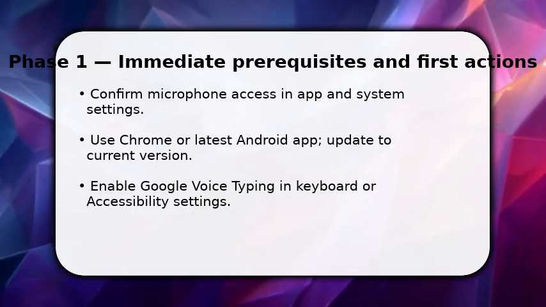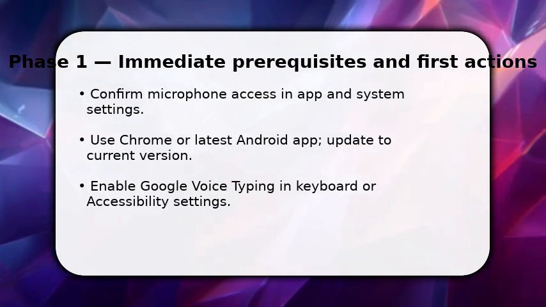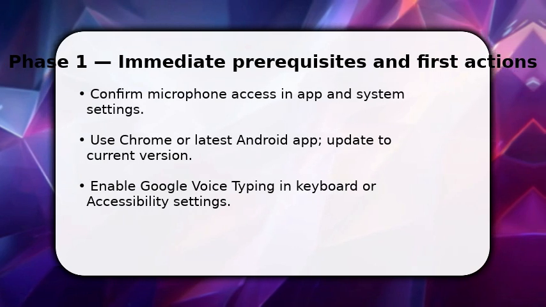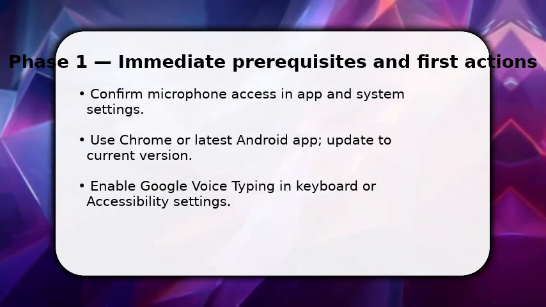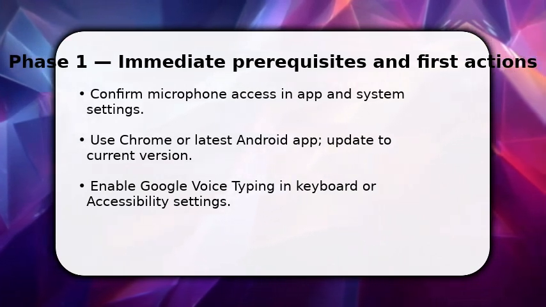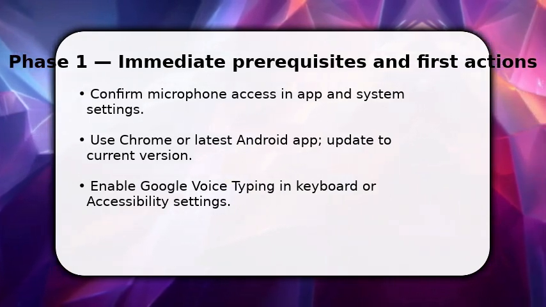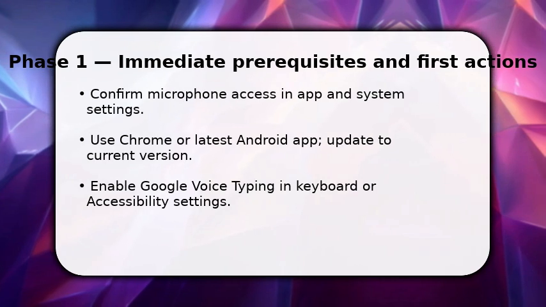You start by verifying essentials, microphone permission, and the active input method. Open the app where the field blocks voice, then check system microphone access, grant it if needed. Next, switch to Google Voice typing as your keyboard input or enable it under accessibility. Once done, restart the app so permission changes take effect.